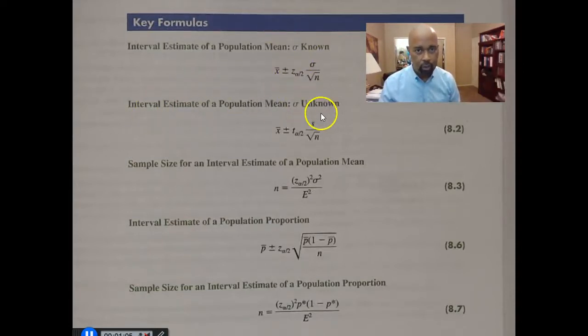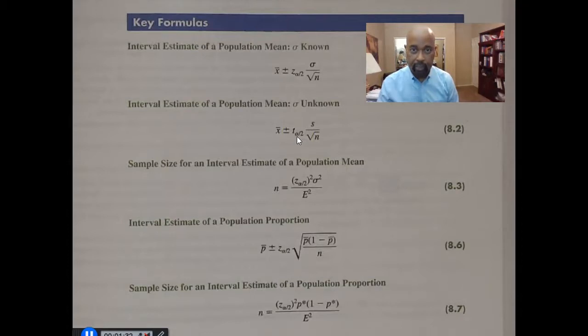If you're not given the population standard deviation, or you're simply given data from which to calculate the standard deviation, then you're using the sample standard deviation, and you have to use the t-distribution, the student distribution. Same format, but different critical value. This comes from the t-distribution table.